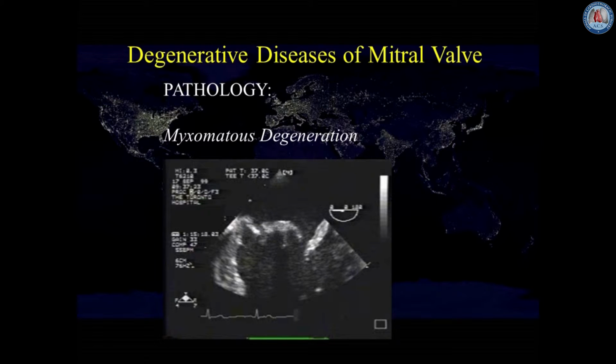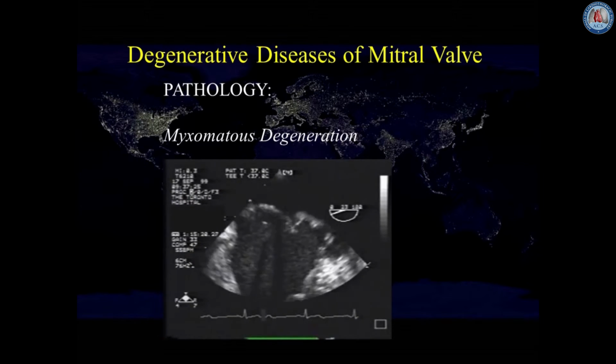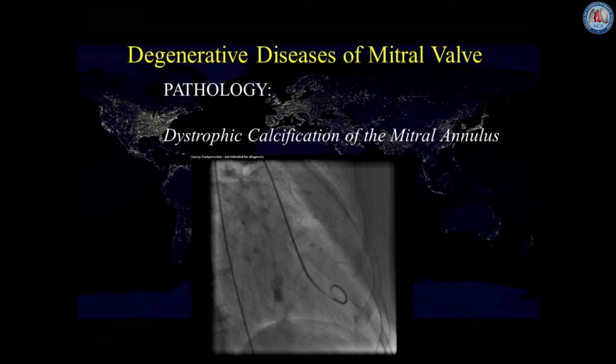This echocardiogram shows a young patient with advanced myxomatous change of the mitral valve. Finally, dystrophic calcification of the mitral annulus is the third entity that is grouped under degenerative disease of the mitral valve. It can occur in isolation or in combination with fibroelastic deficiency or myxomatous degeneration of the mitral valve.